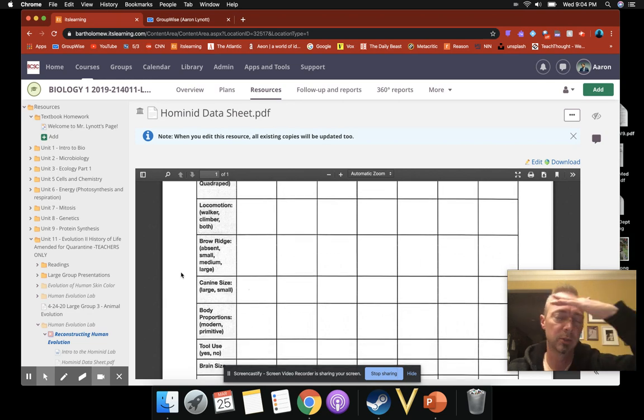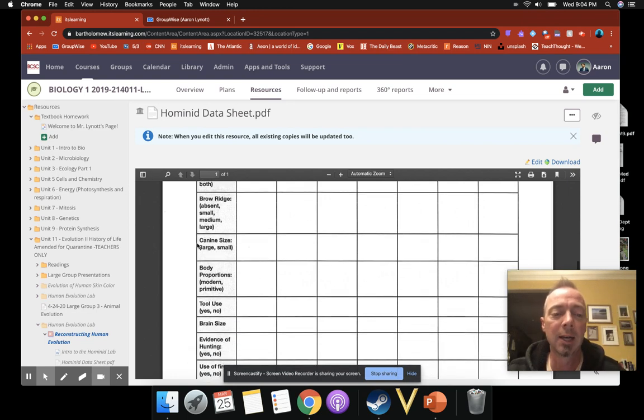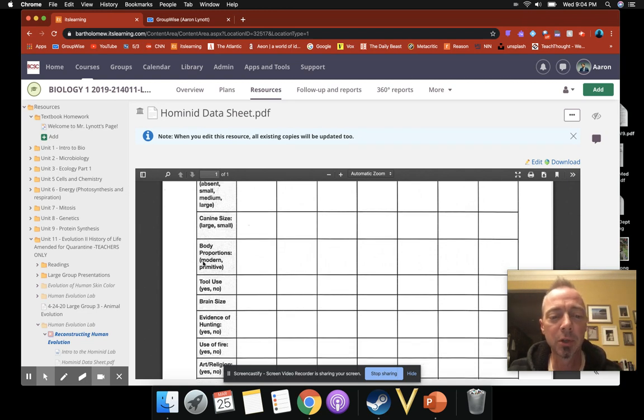Brow ridge, this is our brow ridge. We don't have a very prominent brow ridge. In fact, I don't even have much here. But some hominids did. You'll see that. Canine size, these are your canines up here. Body proportions, don't worry about this too much. If it's modern, when you look at hands, they're not going to go past the knees. More primitive hominids went past the knees. Evidence of tool use, yes or no.